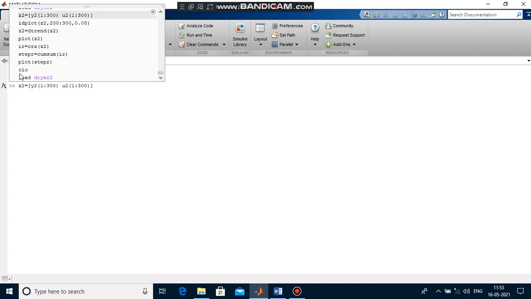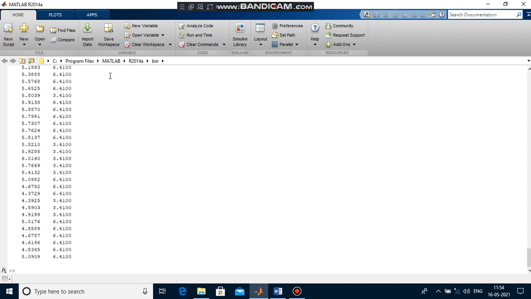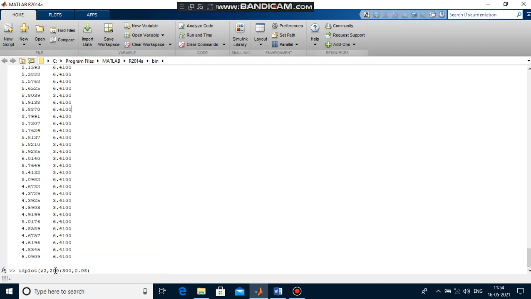So I have to type here Z2 equal to square bracket of Y2 of 1 to 300, space, U2 of 1 to 300, which means I have to choose the input and output data values from 1 to 300. So our system is in Z2. After that I have to plot the input and output data by using this command. I plot the input and output data graph from 200 to 300 and the interval time is 0.08. See the graph.